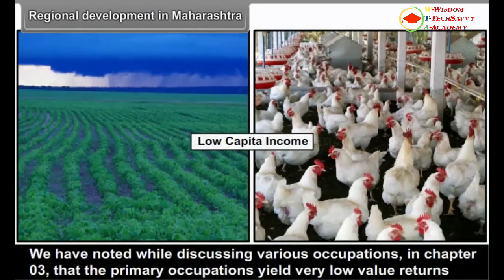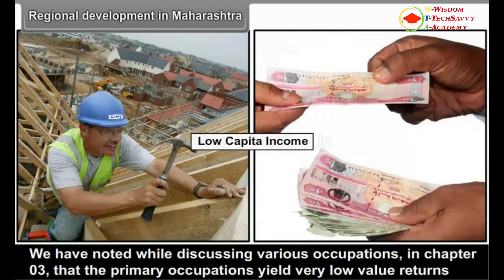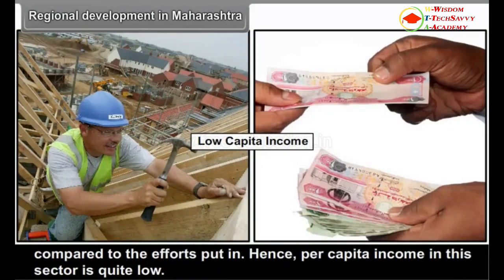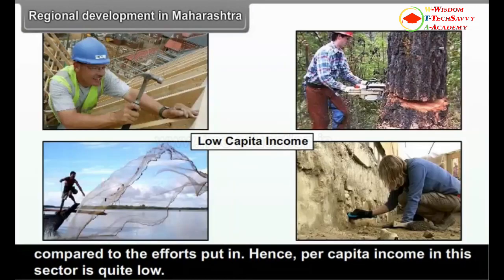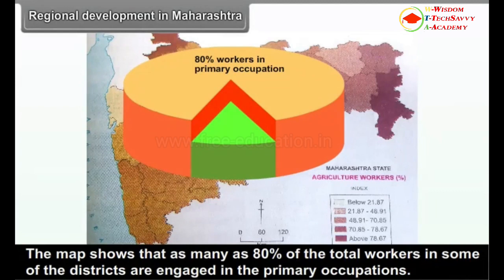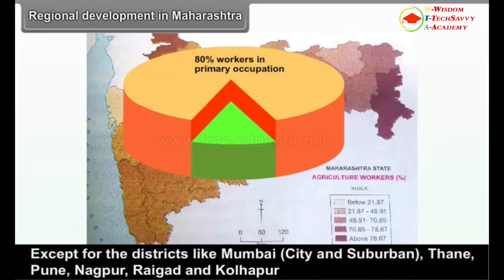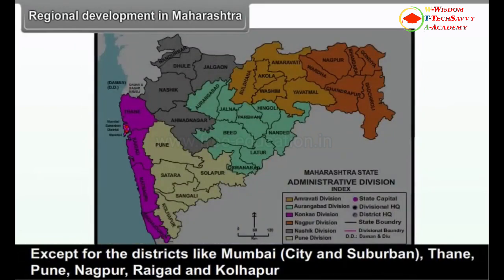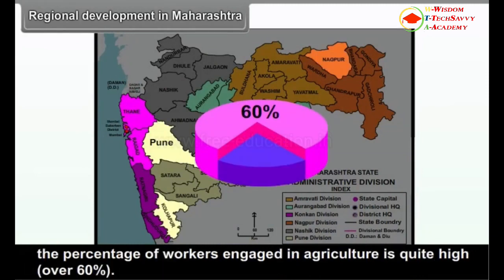We have noted while discussing various occupations in chapter 3 that the primary occupations yield very low value returns compared to the efforts put in. Hence, per capita income in this sector is quite low. The map shows that as many as 80% of the total workers in some of the districts are engaged in the primary occupations.